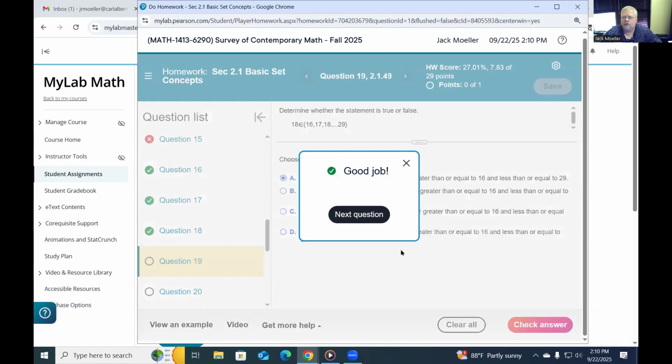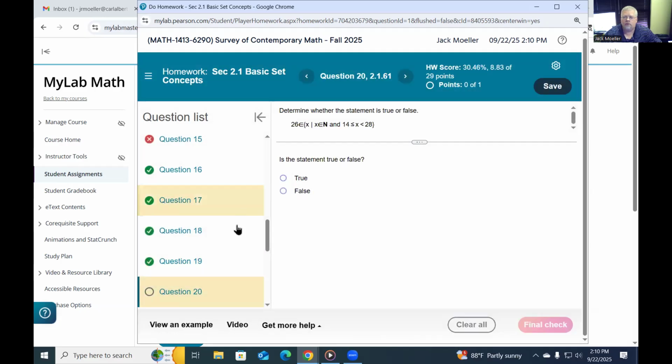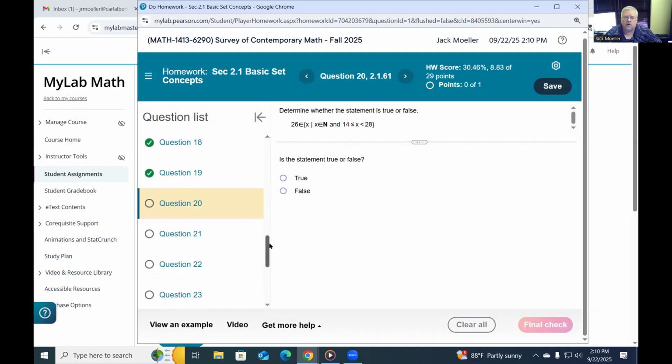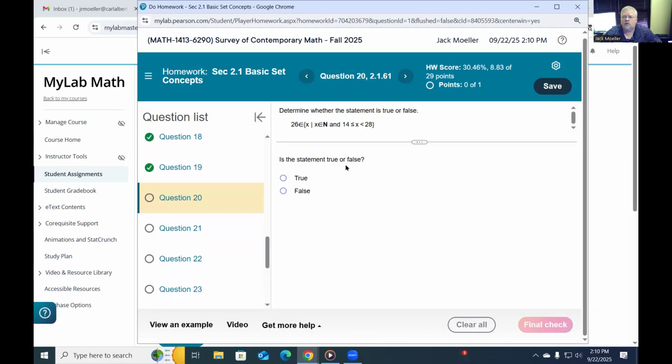So you're going to have to kind of slow down and think about some of this stuff. And again, know your definitions. Okay. How about this? Is this true or not?